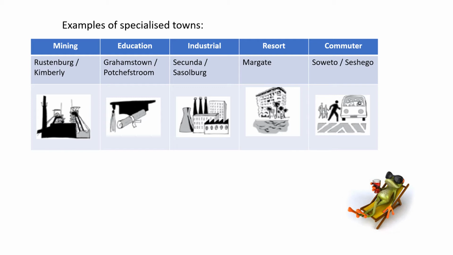And then commuter centres. These are where people live in the town but don't normally work, or most of the people don't work in that town, so they commute into a different centre. Here we've got Seshego. A lot of people live there, but then they work in Polokwane and the surrounding areas.